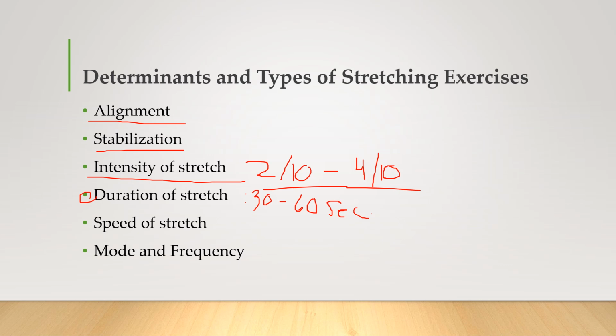For our prolonged holds, the speed of the stretch, it depends on what we're trying to accomplish, right? Are we trying to stimulate the muscle spindles and get reciprocal inhibition, or are we trying to stimulate those GTOs and get a prolonged stretch to inhibit the muscle action? So it depends, right? We could use both of those, but we need to know when to use them. And then the mode and the frequency.